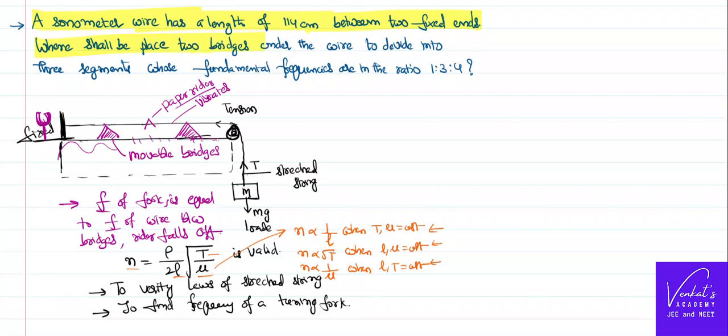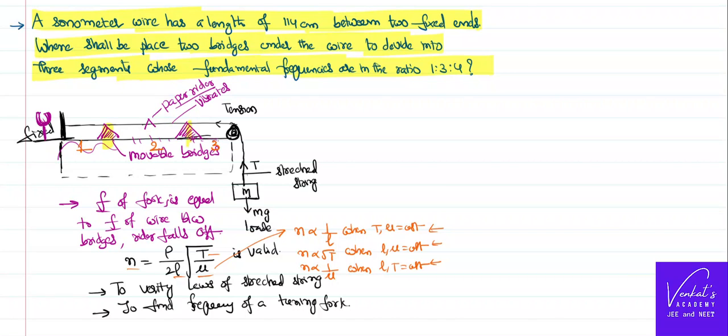Where shall these two bridges be placed? He is asking about the location of these two bridges, so that it divides the wire into three segments of frequencies in the ratio 1 is to 2 is to 3 is to 4. If you notice a little carefully, this is divided into three segments. This is segment 1, this is segment 2, this is segment 3.